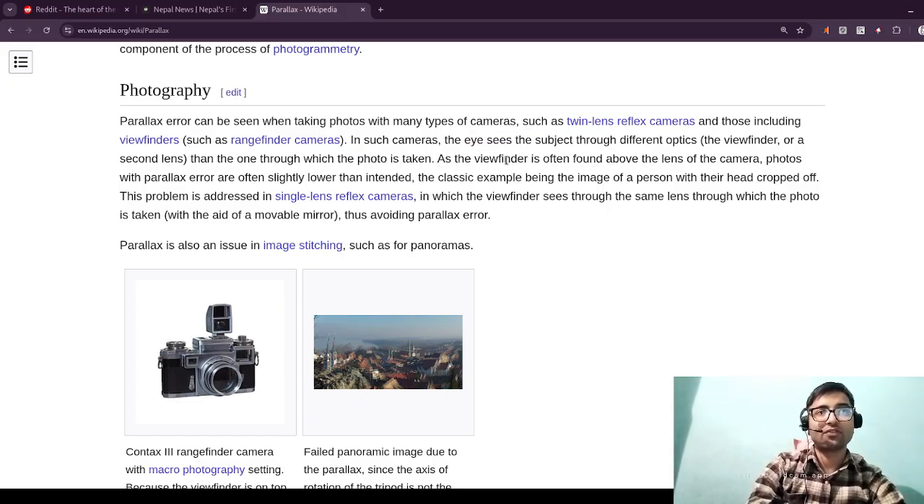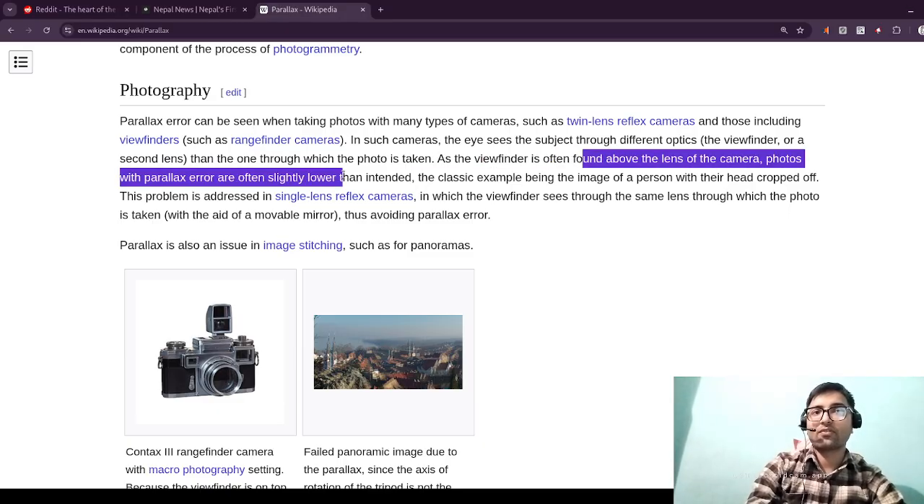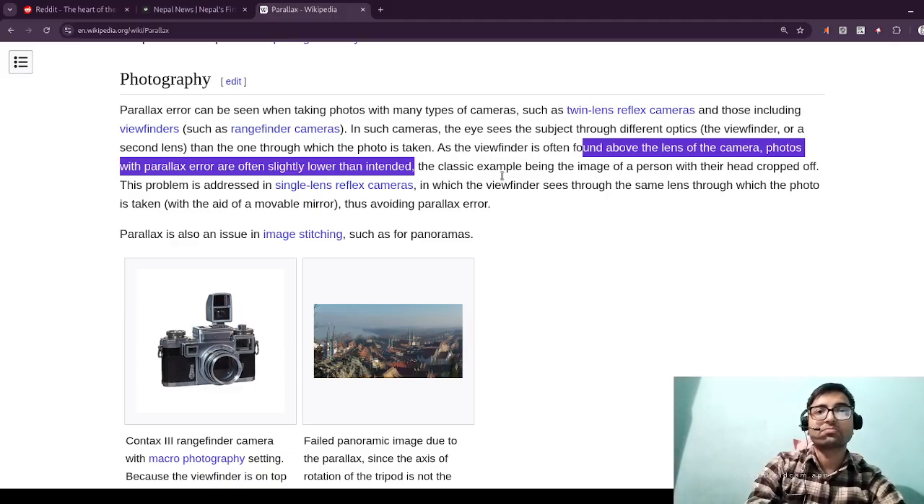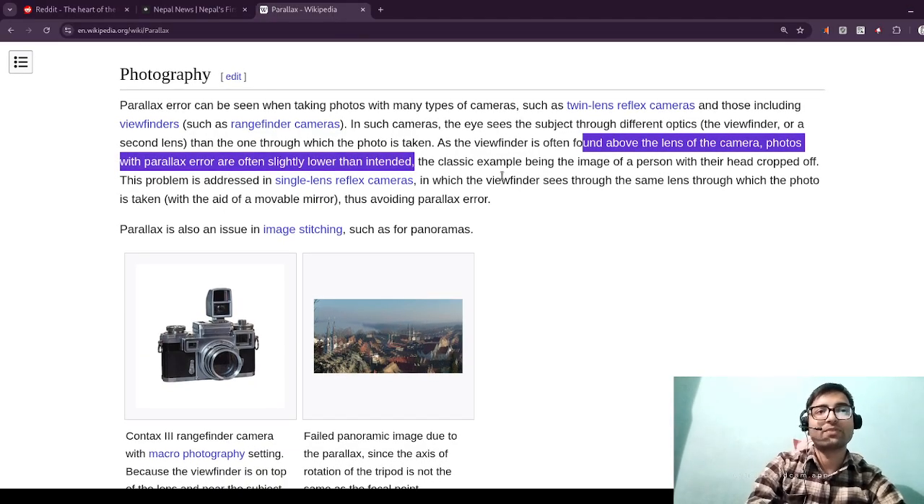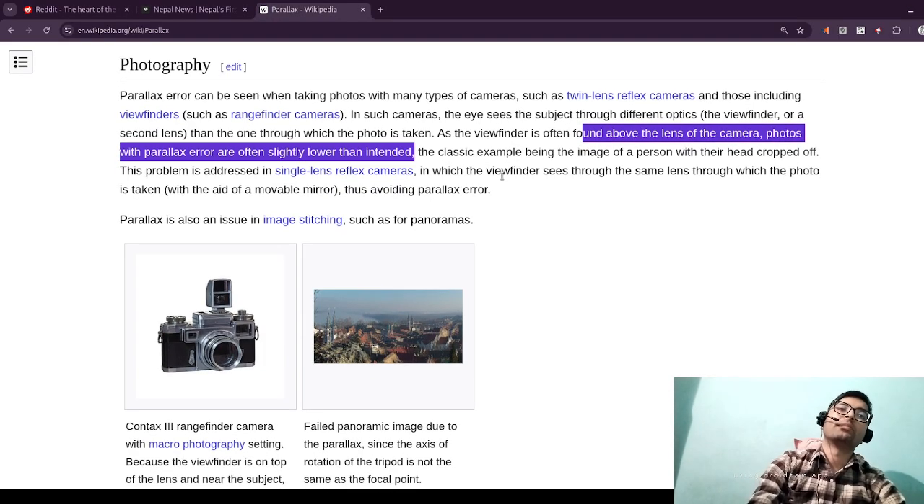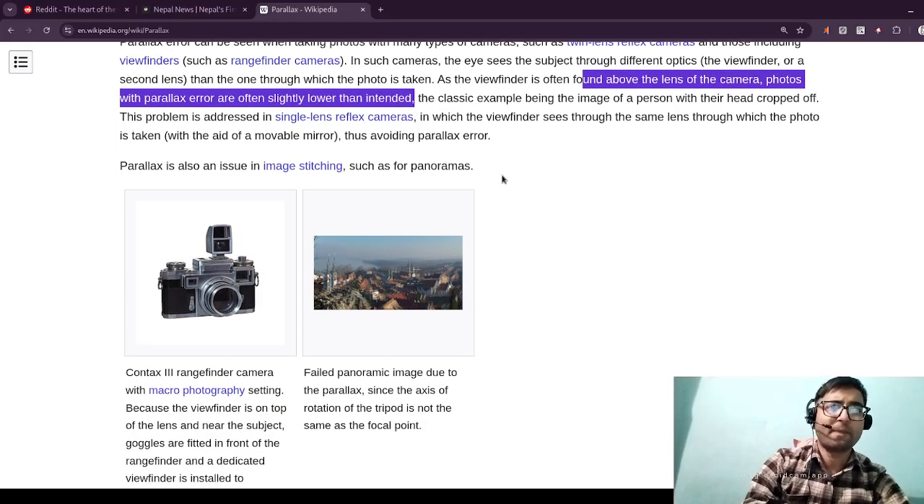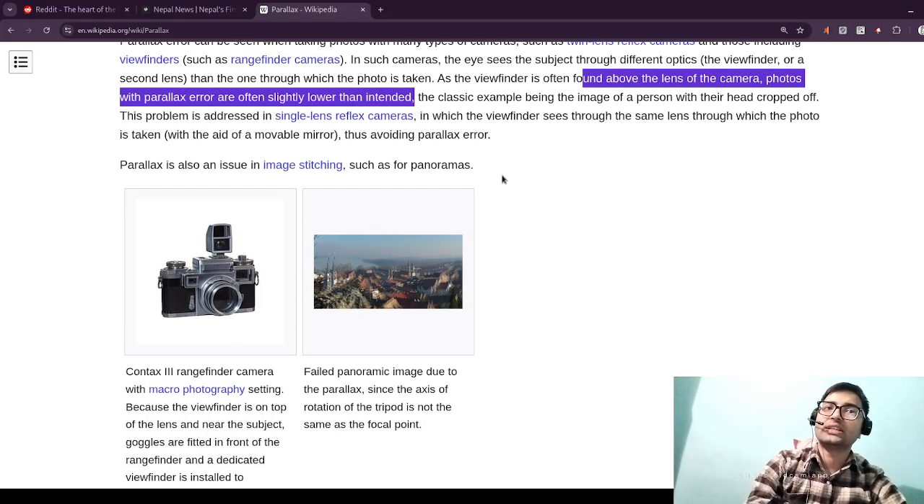As the viewfinder is often found above the lens of the camera, photos with parallax are often slightly lower than intended. The classic example is the image of a person with the head cropped off. This is addressed in single lens reflex cameras, in which the viewfinder sees through the same lens through which the photo is taken, with the aid of a movable mirror, thus avoiding the parallax error. Parallax is also an issue in image stitching, such as panoramas.